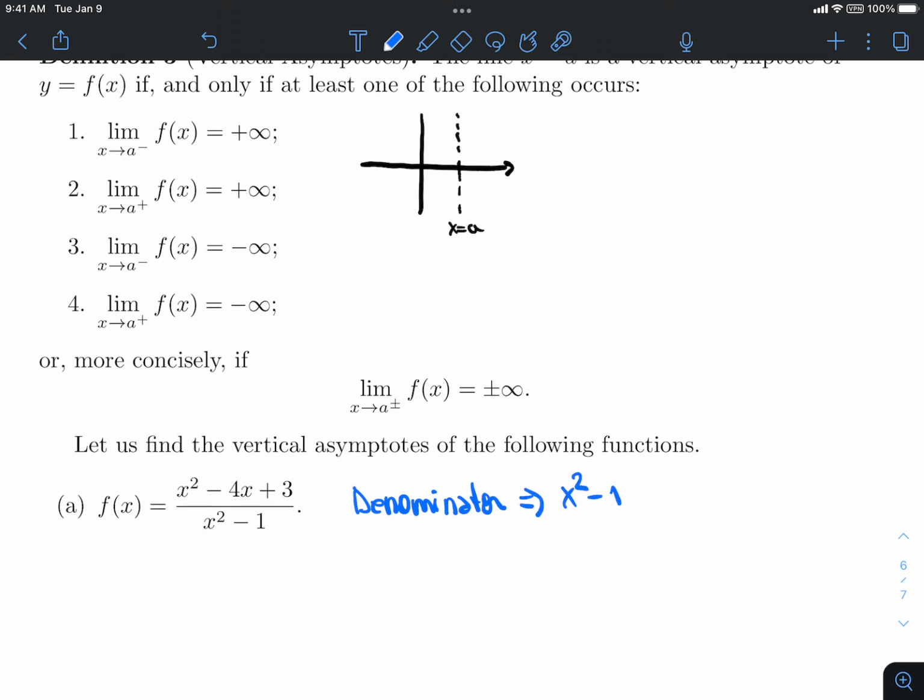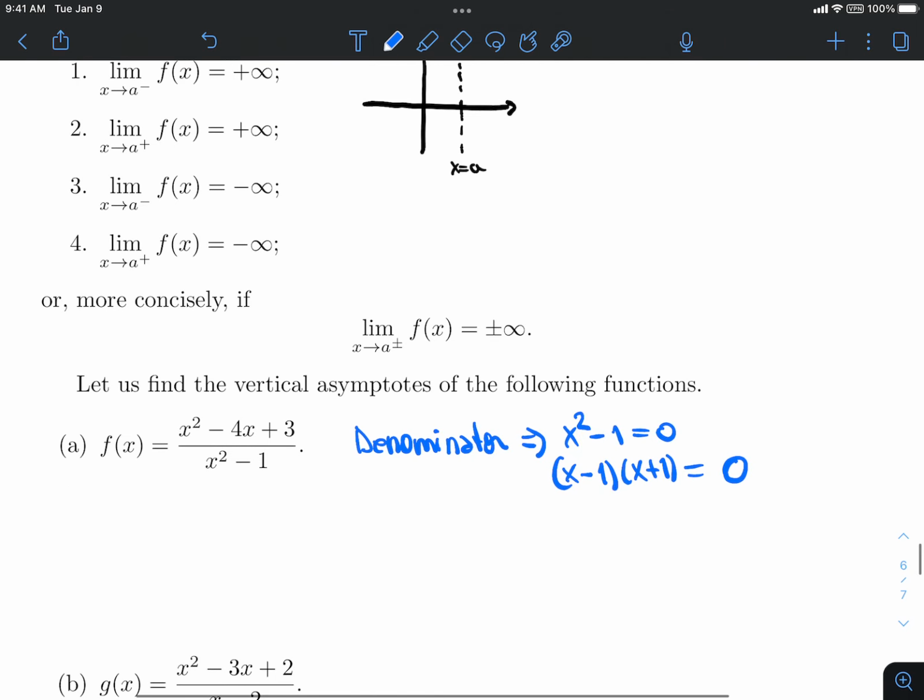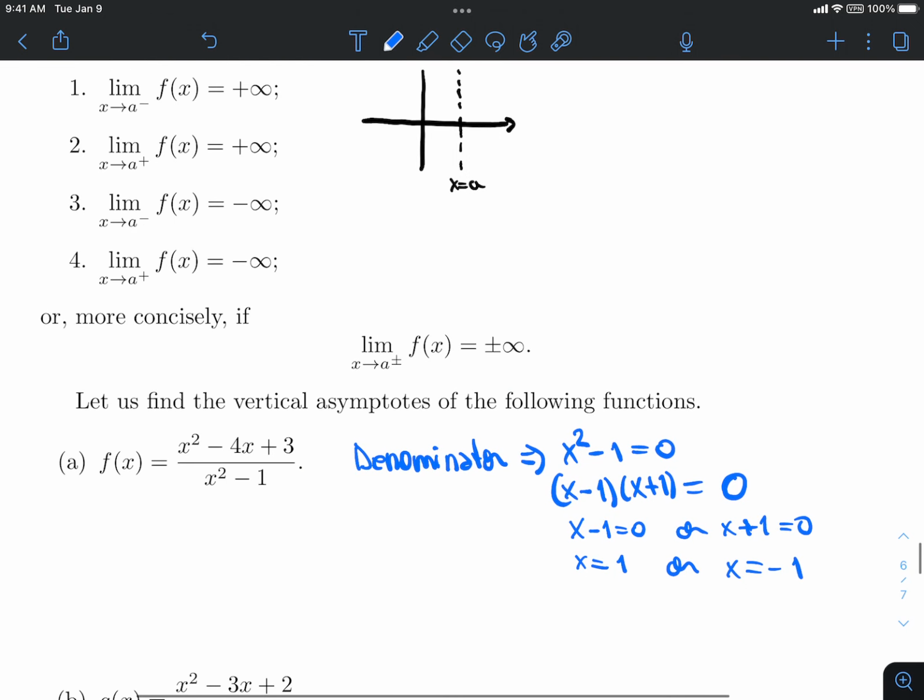The denominator, x squared minus 1. I make that equal 0. That's x squared minus 1, and I can factor it: x minus 1, x plus 1. This is the difference of squares, right? A plus b, a minus b. So that's either x minus 1 equals 0 or x plus 1 equals 0, which gives x equals 1 or x equals negative 1. So these 2 are possibilities for my asymptotes. Possible vertical asymptotes, to be more specific.